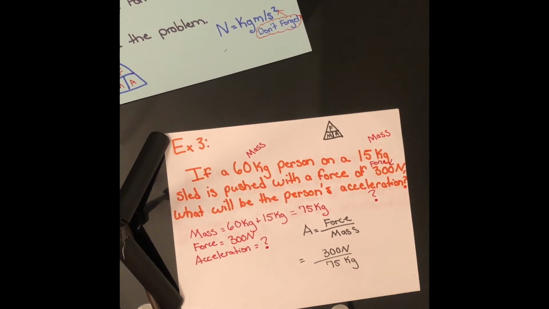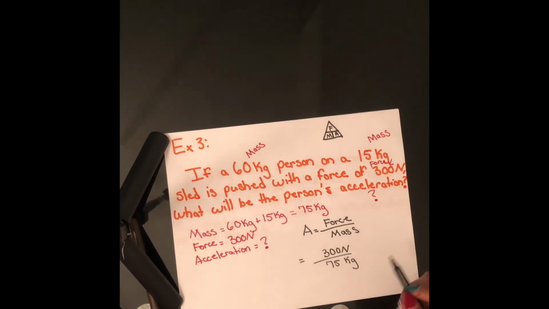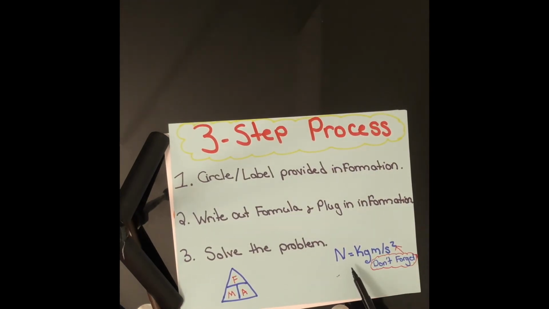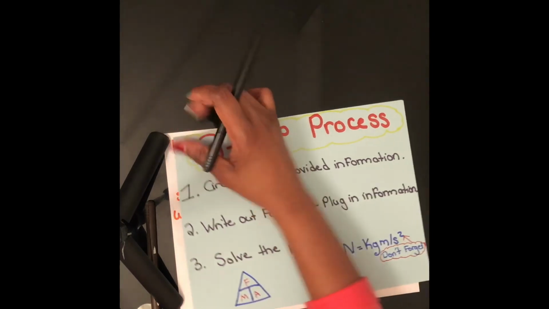Don't forget, with this Newton, we cannot divide like that when the units of measurement are not the same. We need to convert it first, right? And according to our notes, we know that 1 Newton is equal to 1 kilogram per meter second squared. So I'm going to convert that just like it says right here: kilogram per meter second squared.